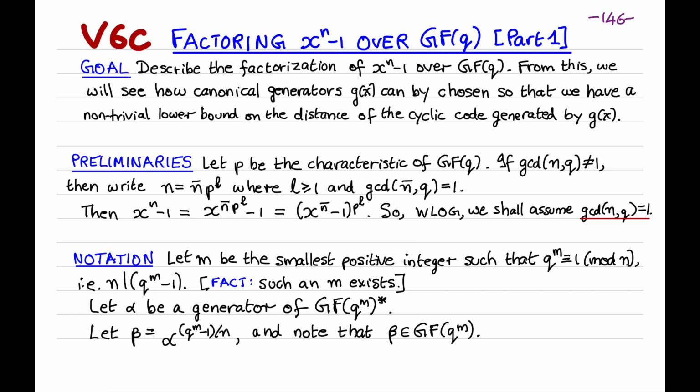Here's some notation I'll use in the remainder of this chapter. Let m be the smallest positive integer such that q^m is congruent to 1 modulo n. In other words, n divides q^m - 1. I'll state as a fact, which I won't prove, that such an m exists. We'll let alpha be a generator of the multiplicative group of GF(q^m). And we'll define beta to be the element alpha to the power (q^m - 1)/n. Note that beta is an element of GF(q^m) since alpha is in GF(q^m).